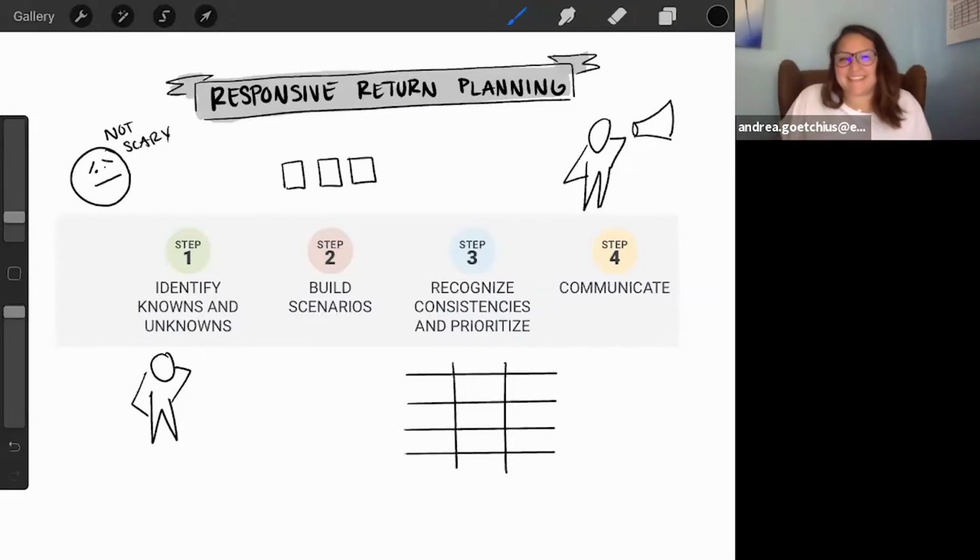The first step is to think through identifying your knowns and unknowns. Even in my personal life, I like to anticipate what's going to happen next, and I worry about all of the different things that could go wrong rather than dealing with the things that I know for sure. So in the first step of responsive planning, it's important to identify what we know, so the facts, versus our unknowns, which are opinions and assumptions. That's going to help you build out the scenarios in step 2.